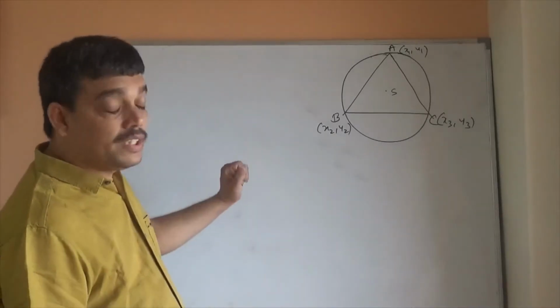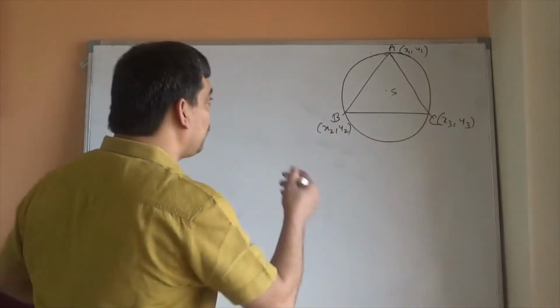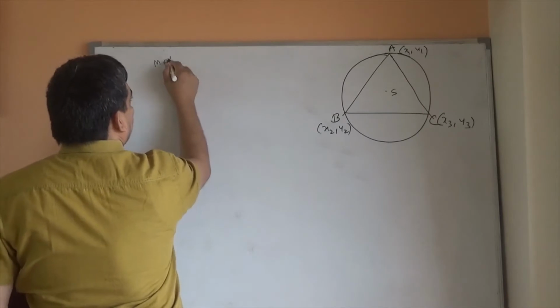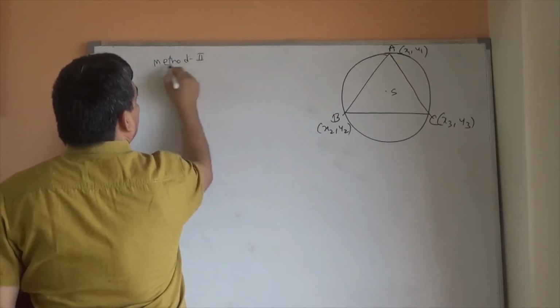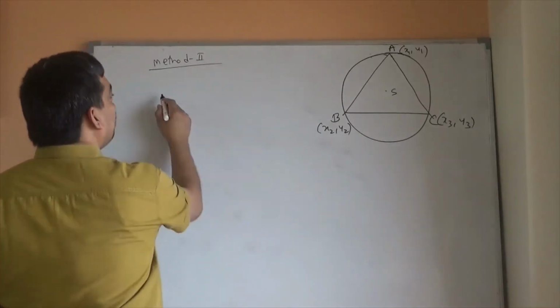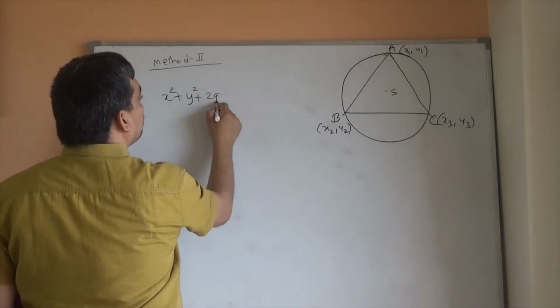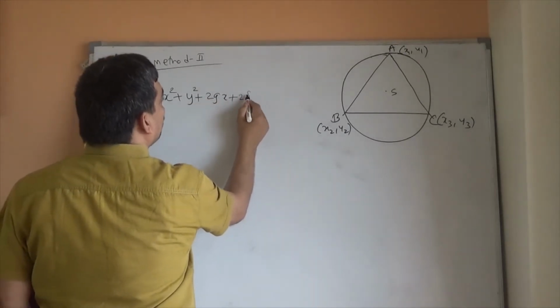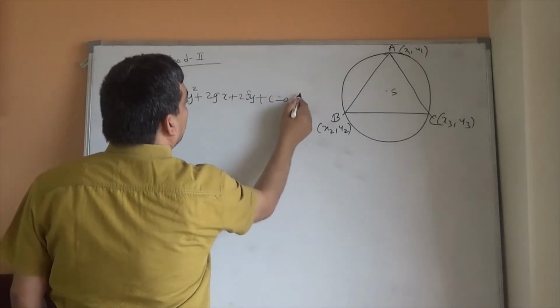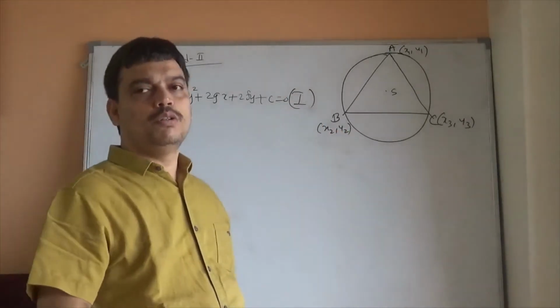So here we have method 2 for finding the equation of a circle through 3 non-collinear points. In this method 2, let me assume the equation of the circle in general form. First, let me assume that the circle has some equation given by x square plus y square plus 2gx plus 2fy plus c equal to 0. I name it as Roman numeral 1. Let this be the equation of the circle that we need to find out.